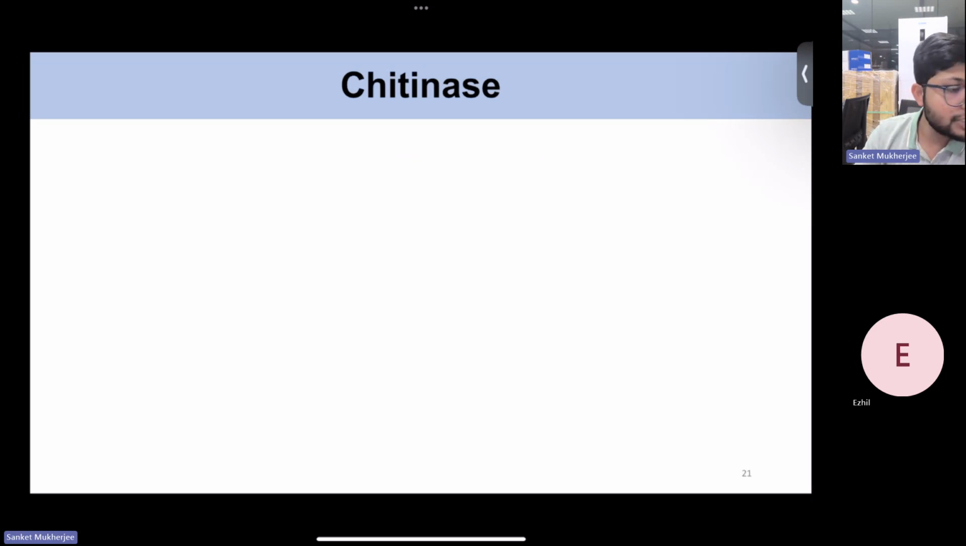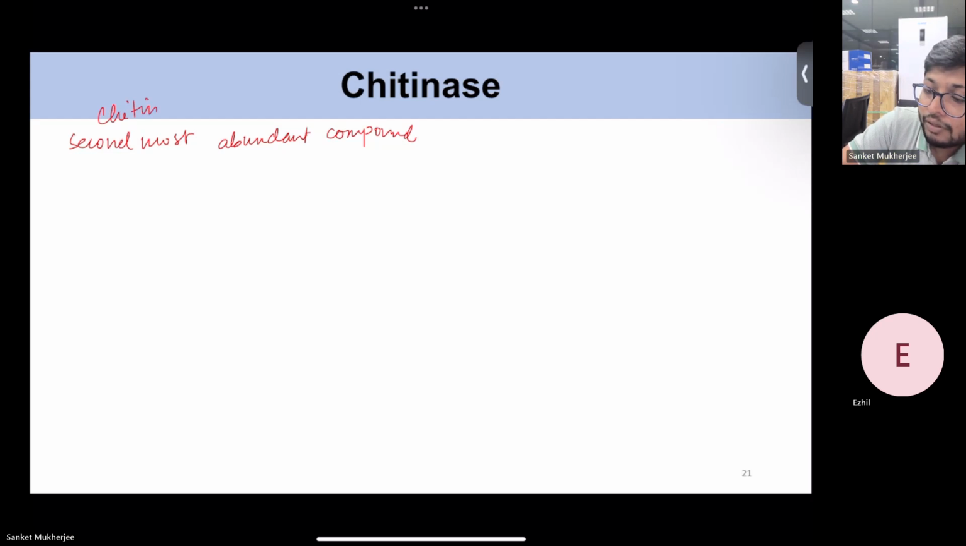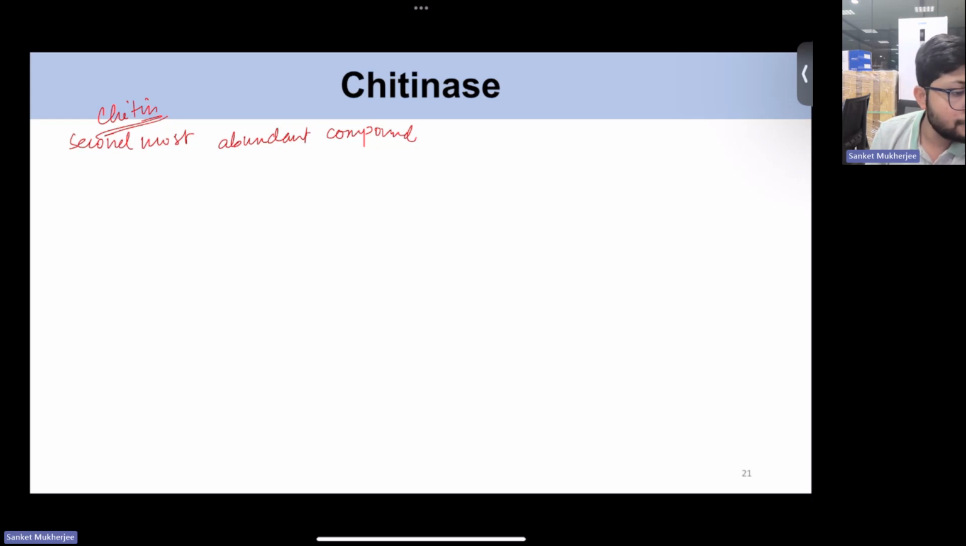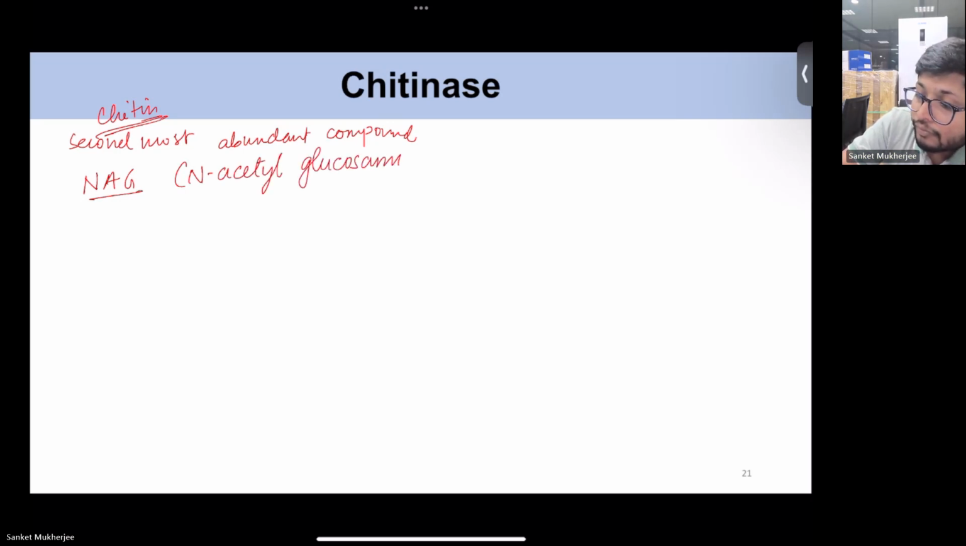Similarly, we have chitinase. Chitin is the second most abundant compound, just after cellulose. I'm talking about chitin, not chitinase. It is formed by polymers of NAG, that is N-acetylglucosamine. Polymers of NAG will actually form chitin.